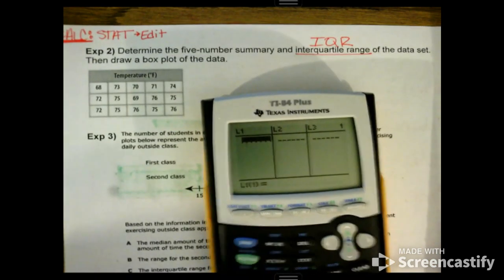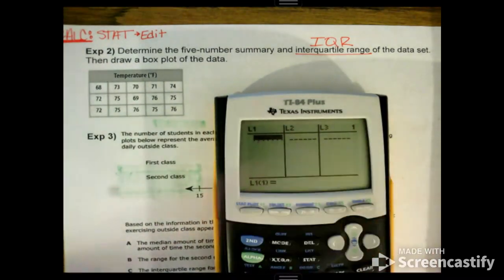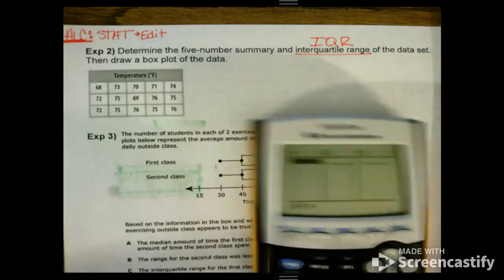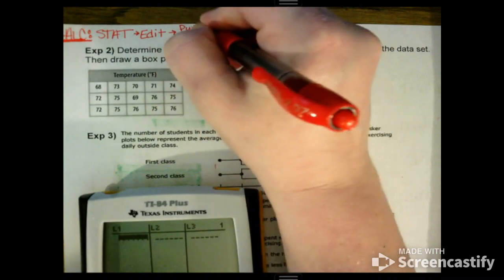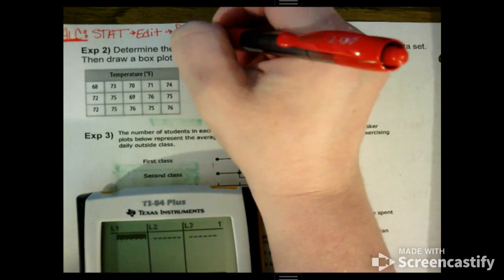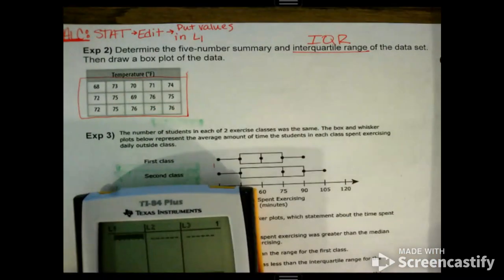So just for the sake of getting you to understand what we're doing, I want you to clear everything out of your 2 tables. L2 doesn't really matter, but at least L1, I want everything out. Okay. So our next step, and write it up here, we're going to put our values in L1. These are our values. Our table, our data set, those are our values. We're going to plug those into L1.